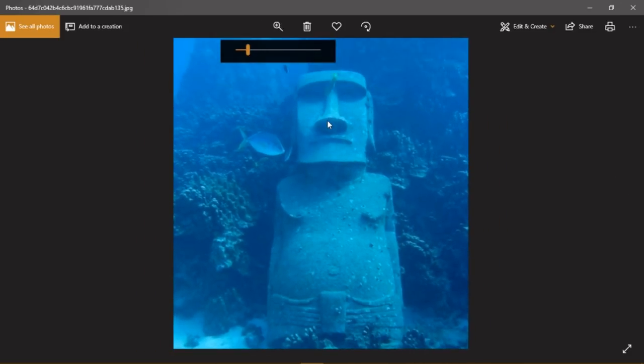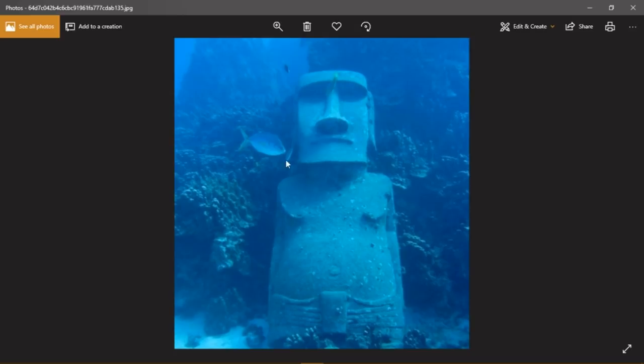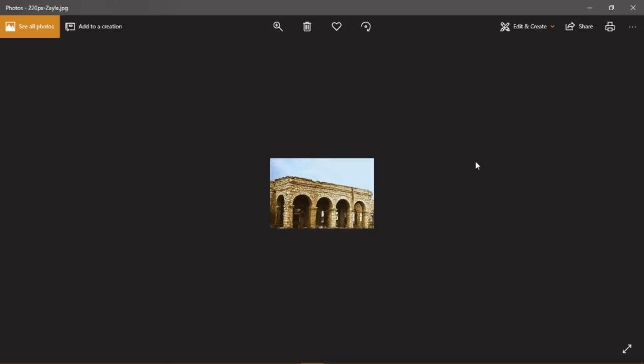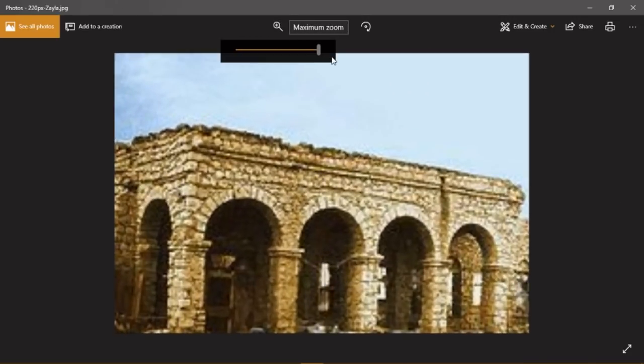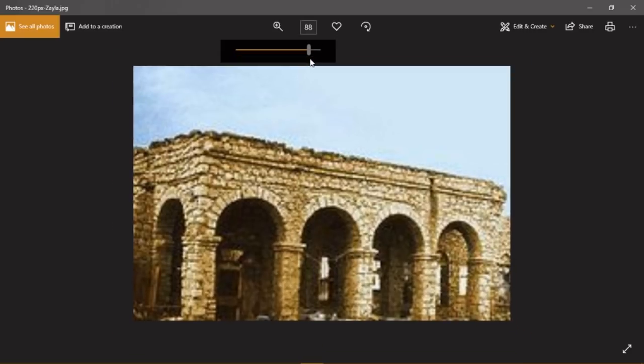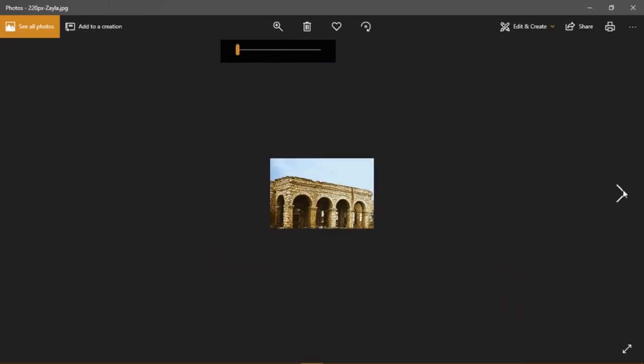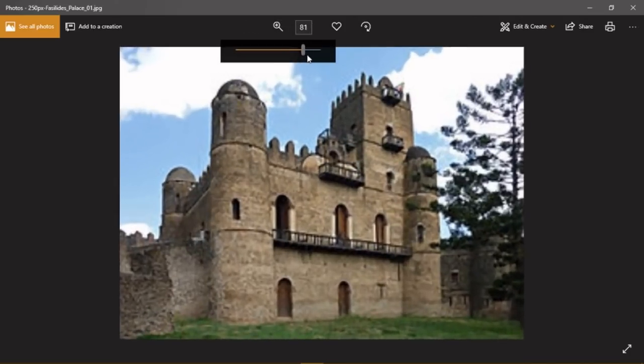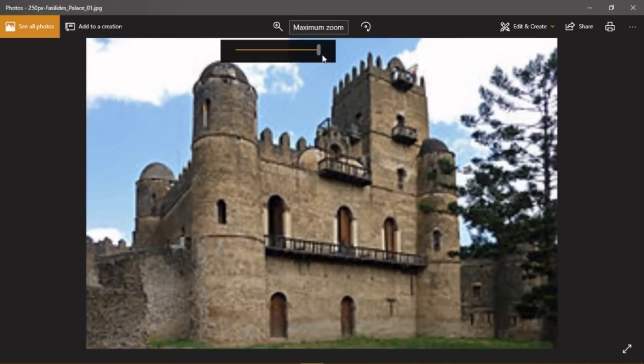This is an underwater sculpture. I believe this fish was talented enough to carve out that particular sculpture, or maybe not. Maybe it wasn't the fish doing it. These are all in Africa, these architectural structures. And as you can see, the differences in the types of architecture in the different areas of Africa.